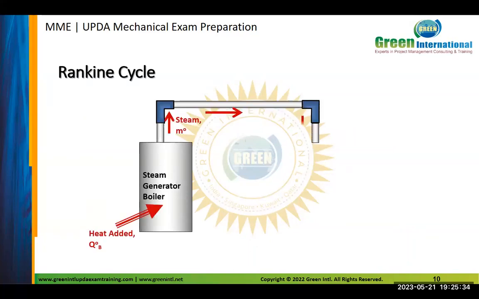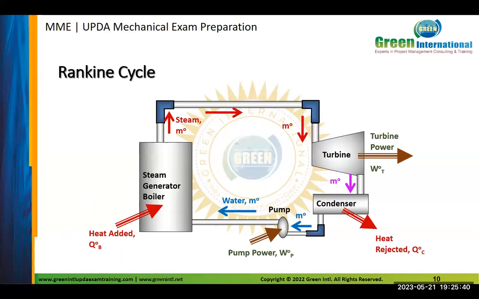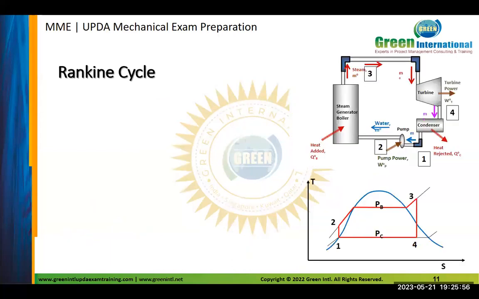Rankine cycle, what are the 4 elements here? Boiler, turbine, condenser, pump. Boiler is the source of heat added. Turbine is the source of work. Condenser is where heat is rejected. Pump is the power consumption. The medium here is water, and the second part is steam, which is also water but in another phase. So the medium here is water and steam.